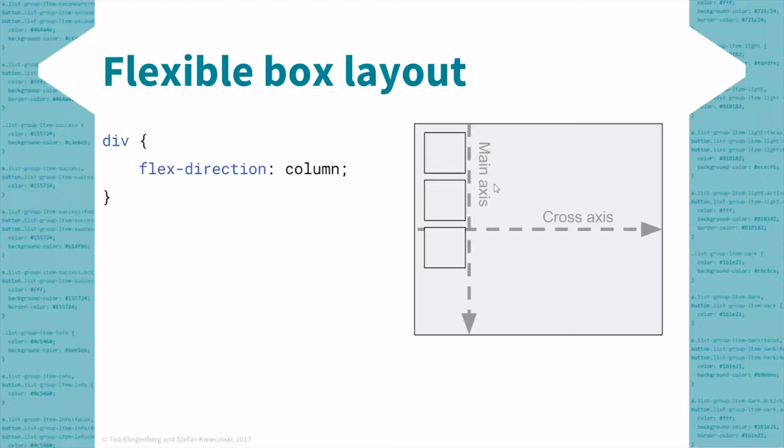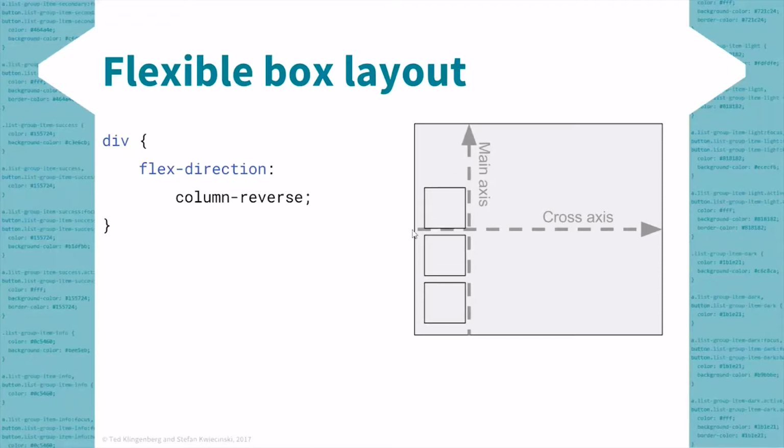So you'll see right here that we have a column. All these items are aligned in a column. And we can also do that in reverse. So here we have everything in reverse. It goes from bottom to top along the main axis.